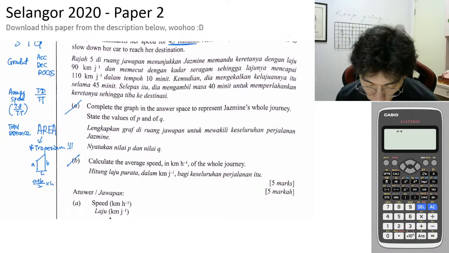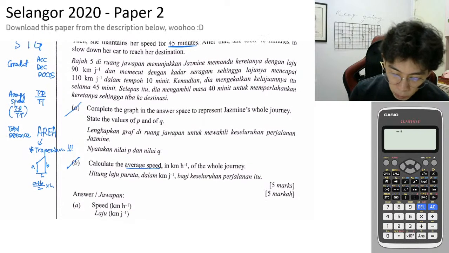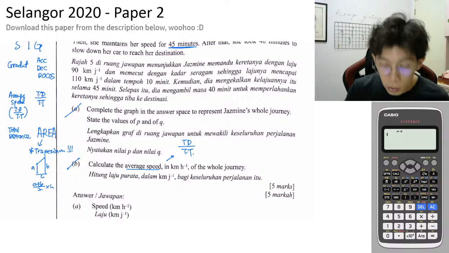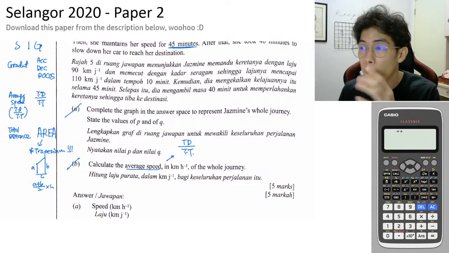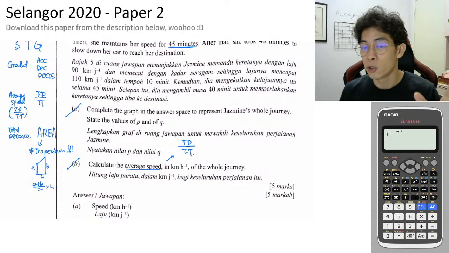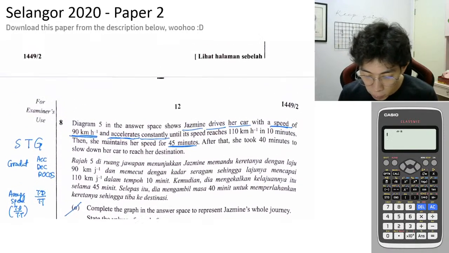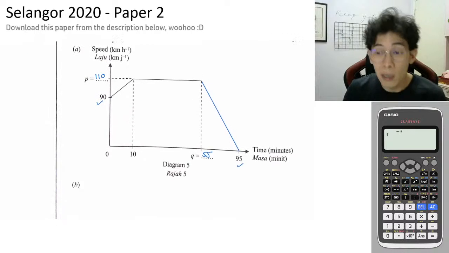Then you move down. Average speed. You know average speed, total distance, right? So I write it over here, everyone. Total distance over total time. And total distance is area. So what's the area, everyone? Let's see. They say the whole journey area. Okay, the whole journey area 1, 2, and 3.